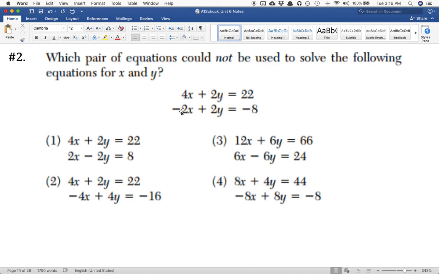And so negative 2 times 4 is negative 8. 2 times 4 is 8. But they forgot to multiply this, right? Negative 8 times 4 is not negative 8. So the answer to this is choice 4.